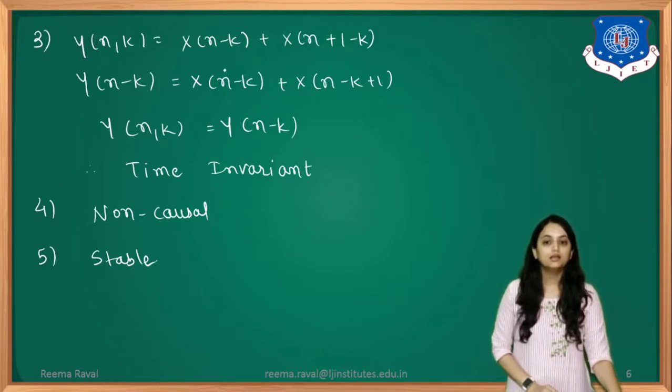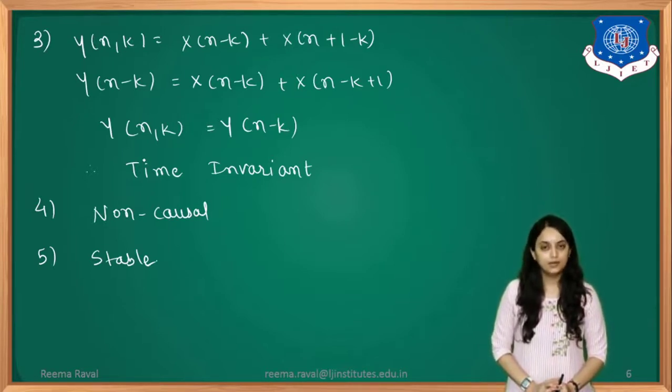As these two are equal, if we look at the second term, we can rearrange the equation and we can get n minus k plus 1, right? So these two terms are equal. So we can say that the system is time invariant. That means with time it does not change its output. If these two are not equal, we will call it a time variant system, which means it varies with time.